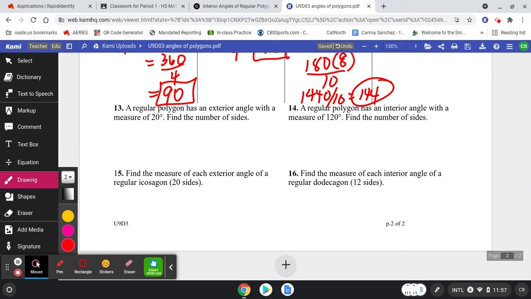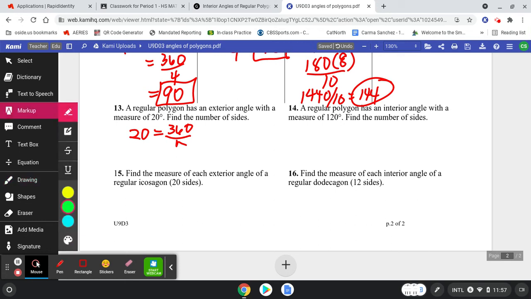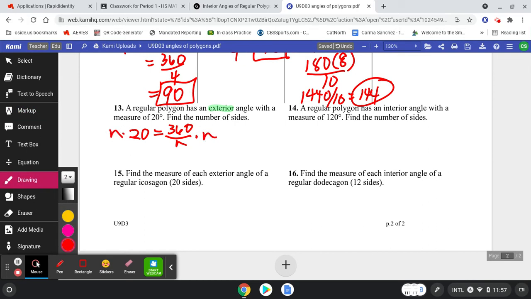Okay, a regular polygon has an exterior angle with a measure of 20. So they're giving us the answer this time, and they want us to solve for the n backwards. And because it says exterior angle, we're using this little easy formula. So multiply by the n to bring it up. I'm going to get 20n equals 360. Divide by 20, divide by 20. What is that, 18? This is an 18-sided figure.